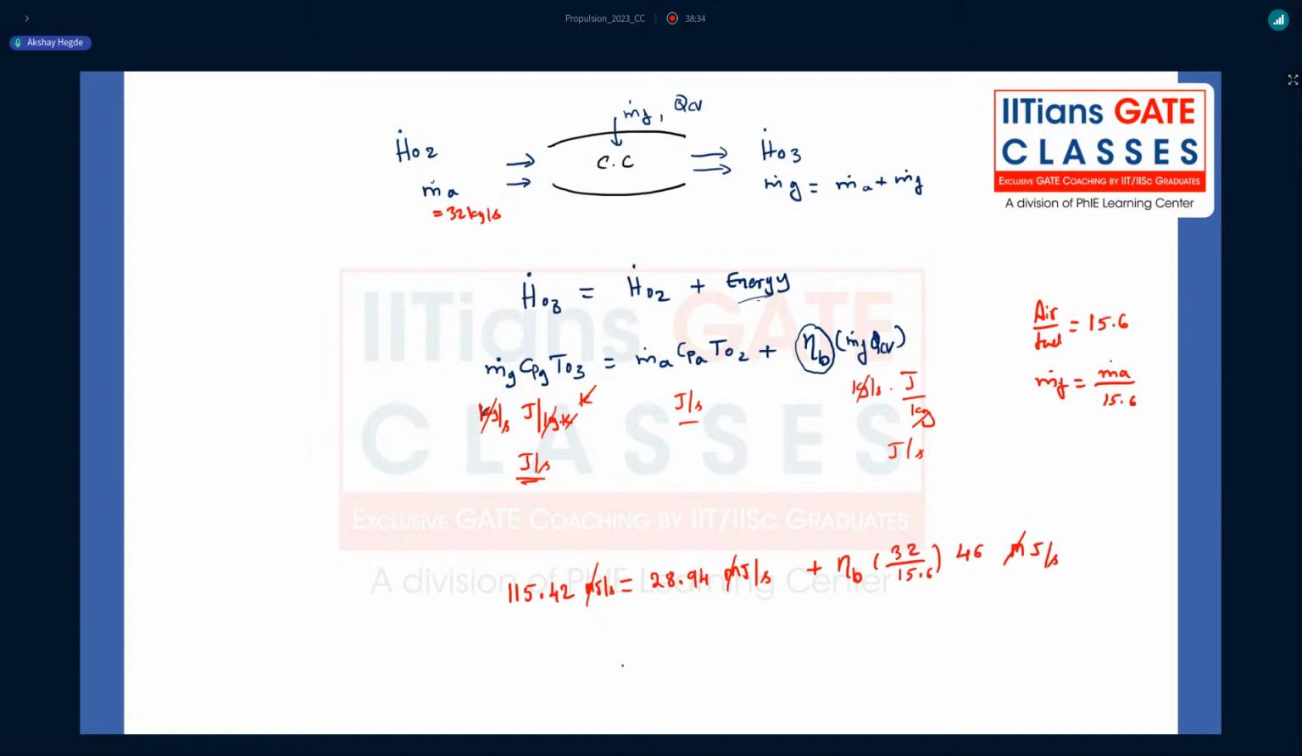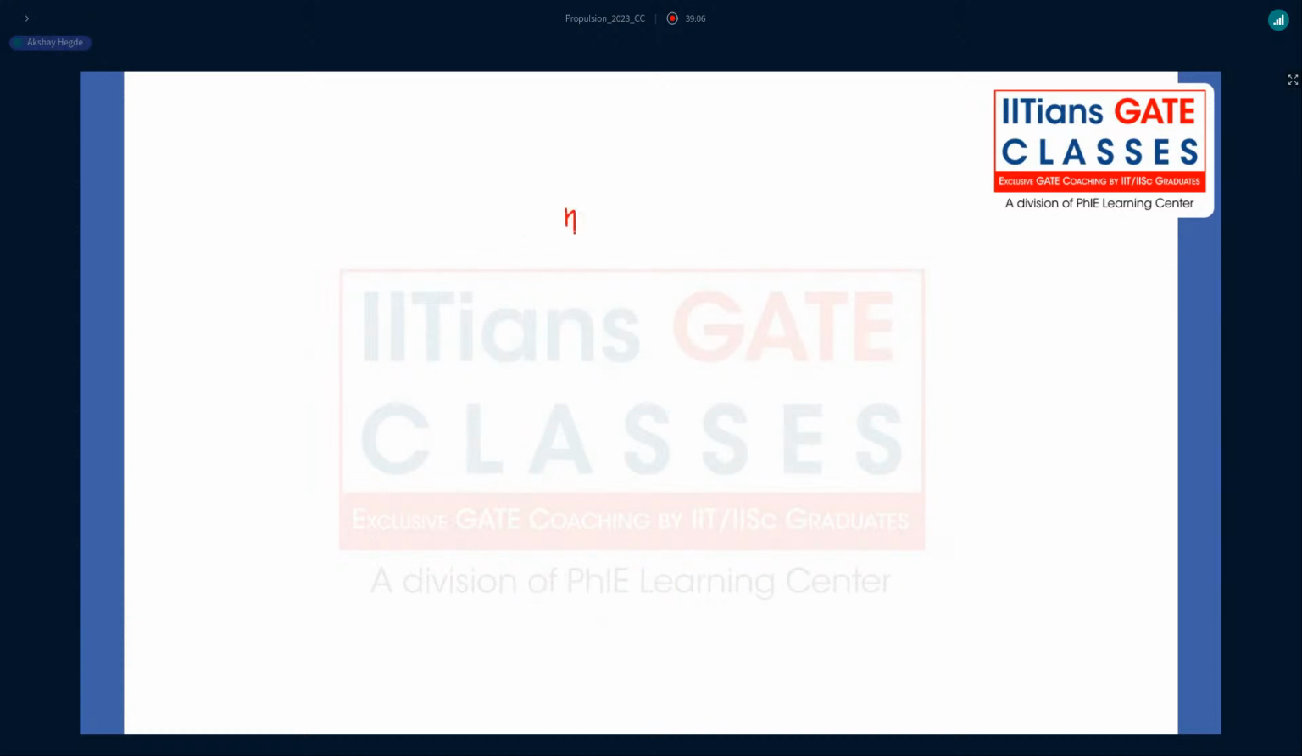Now my energy balance is much simpler, that is 115.42 minus 28.94, into 15.6 divided by 32, whole divided by 46, should be equal to efficiency. So this is the balance. Now if you calculate, you should be able to get eta B as 0.9165.